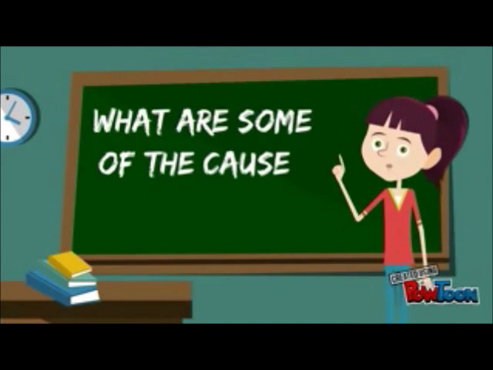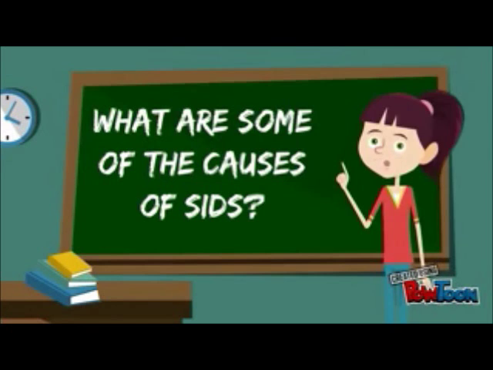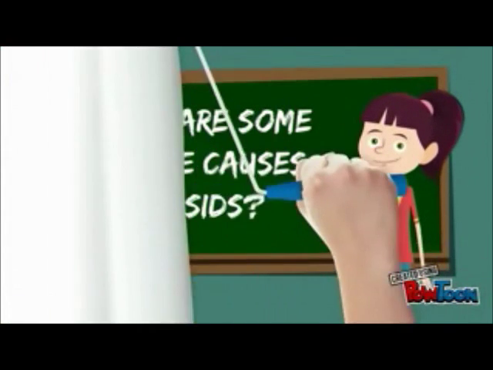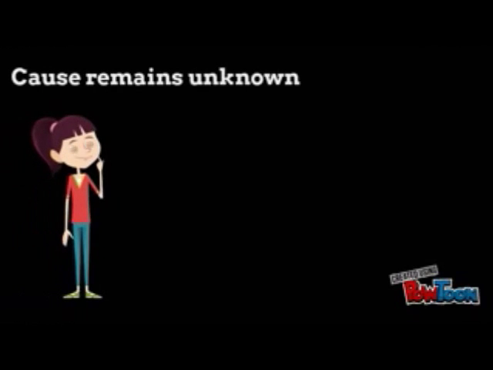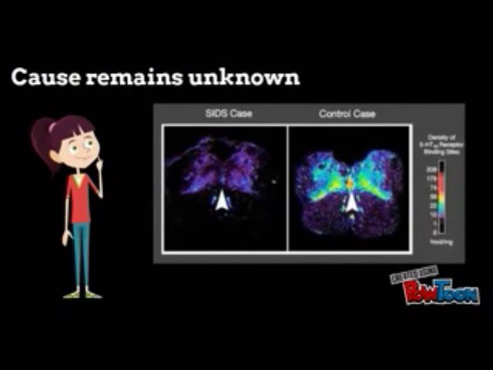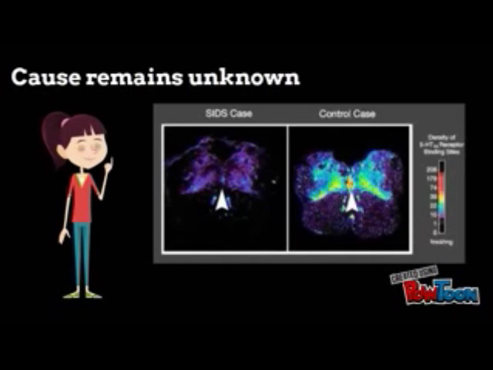What are some causes of SIDS? The real cause still remains unknown. One theory is a brainstem abnormality in the neurological regulation of cardiorespiratory control, which affects arousal and physiological responses to a life-threatening challenge during sleep.